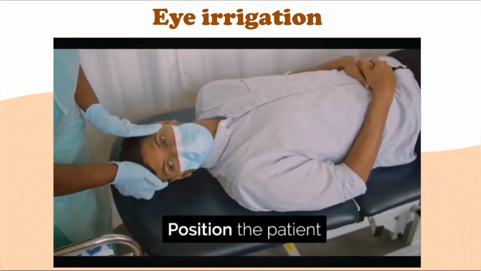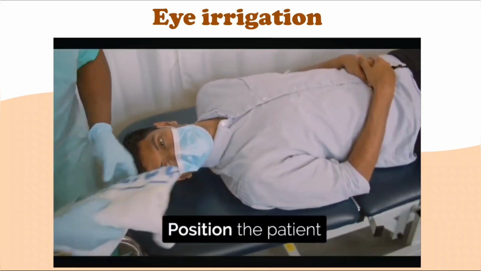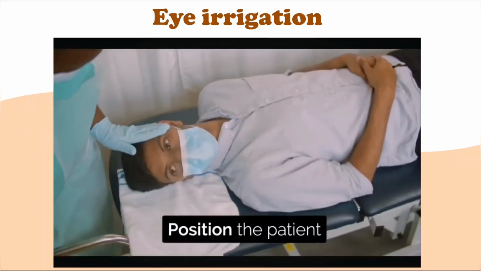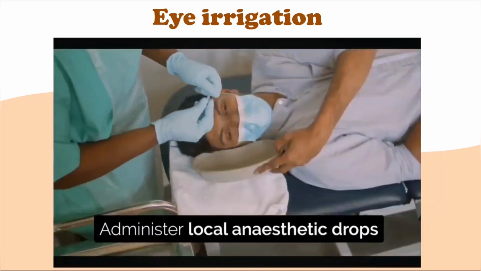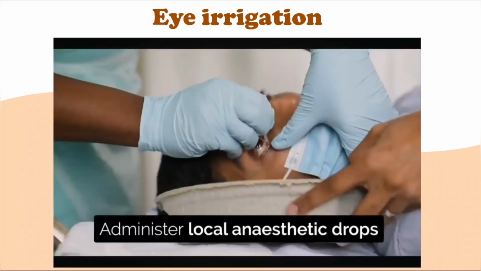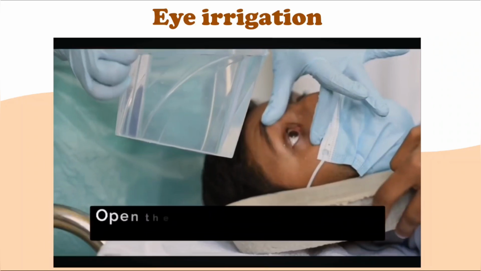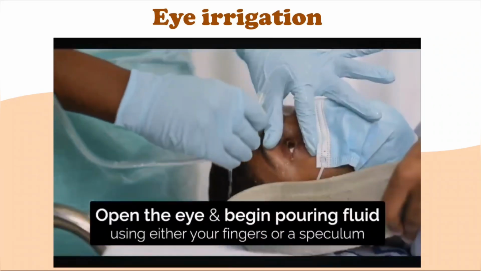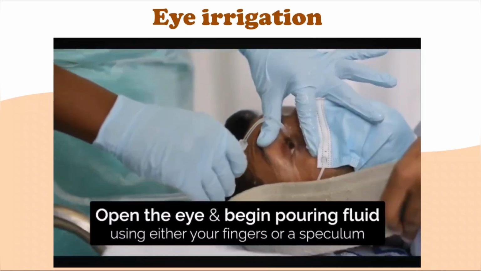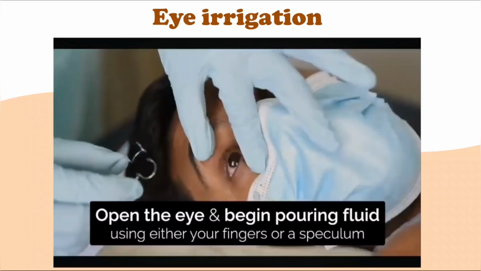Lie the patient down or get them to lean back on a seat. Tilt the head to the side of the affected eye. Place a towel and bowl to soak up fluid. Put local anaesthetic drops into the eye. Remove any contact lenses. Use your fingers to open the eye. Pour fluid from a close distance using a jug or giving set. You can also keep the eyes open with a speculum and use a large syringe to irrigate.